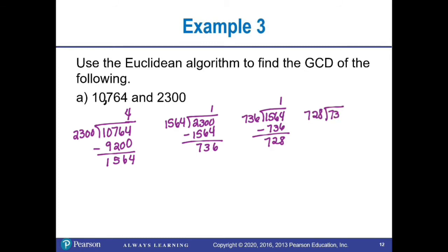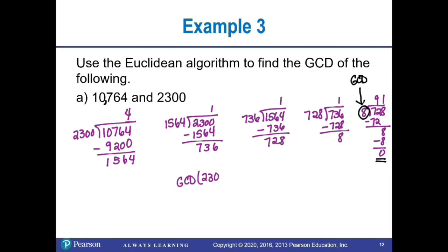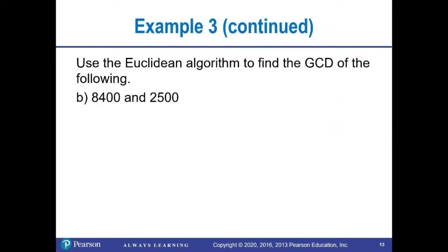So I divide 728 into 736. Goes one time with a remainder of 8. I still don't have a remainder of 0. So I divide 8 into 728. 8 goes into 728 91 times. Now notice this time I get a remainder of 0. This tells me that my GCD is that divisor, which is 8 in this case. And so my GCD of 2,300 and 10,764 is 8. Let's look at another example.